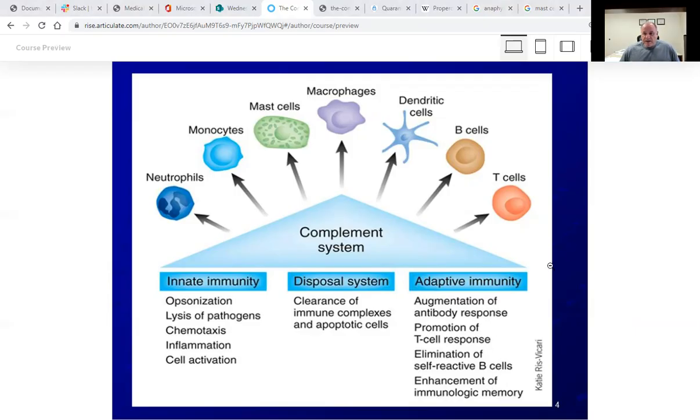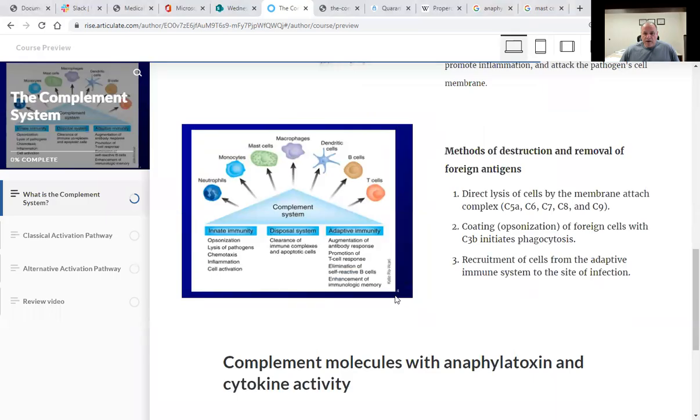And all these other processes here, I'm not going to go into those. They're probably not going to be tested on them, but even though it's not part of the adaptive immune system, it does interact with cells of the adaptive immune system.